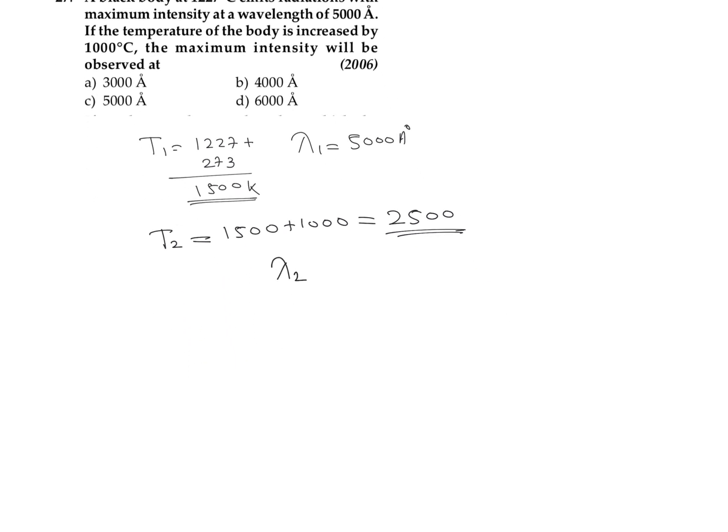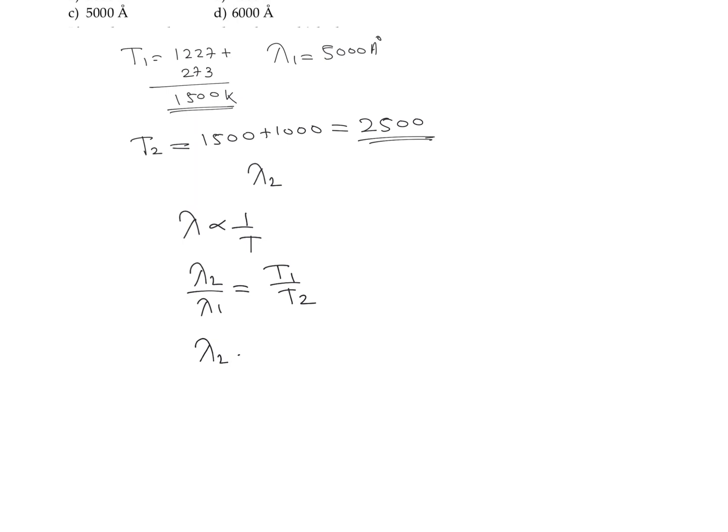for it. So we can write from the equation, lambda is inversely proportional to T. We can write lambda 2 divided by lambda 1 is equal to nothing but T1 divided by T2. So we can write the value of lambda 2 is equal to lambda 1 into T1 divided by T2. Now we can just substitute the value.